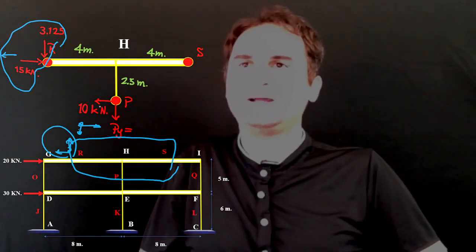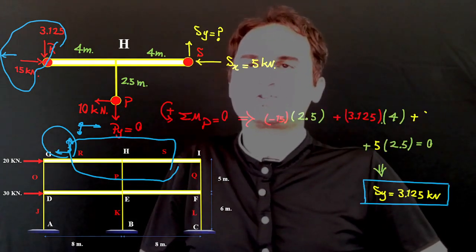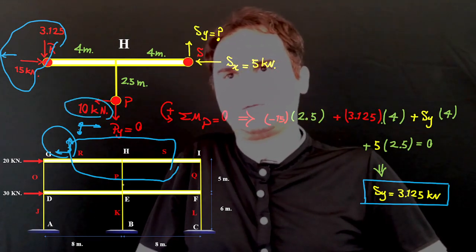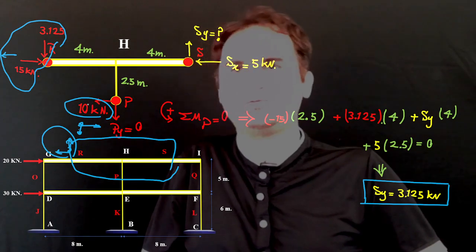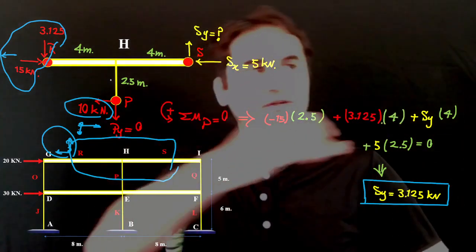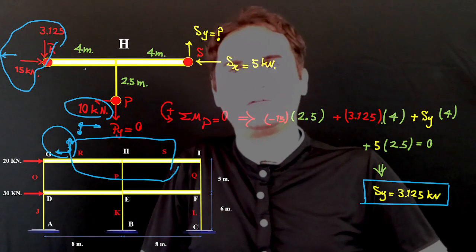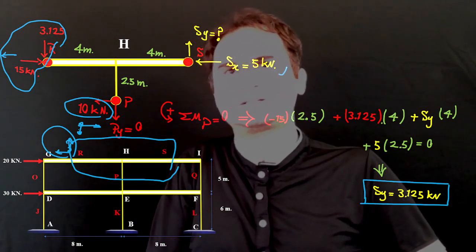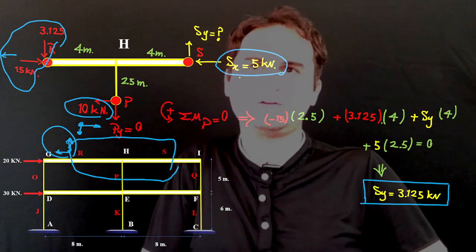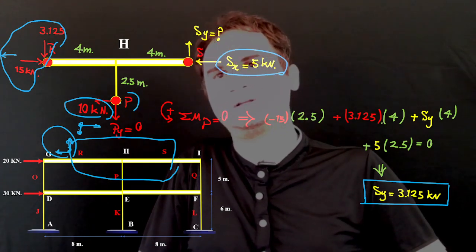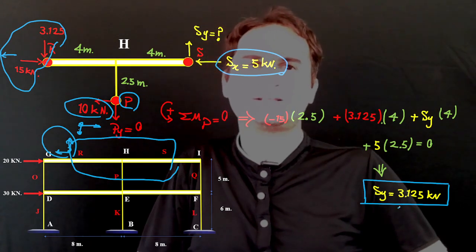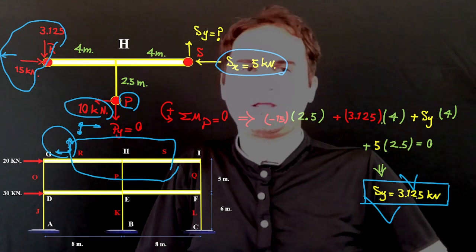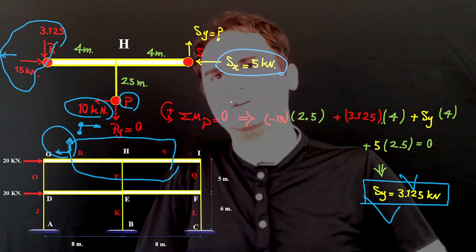As soon as you have that one, this is 10 based off what we calculated here, 2 times 5 kilonewton from the distribution of horizontal forces, shear forces. So if this is 15, this is 10, it simply gives us Sx is equal to 5 kilonewton, and summation of moment about point P gives us Sy is equal to, again, the numeric value of 3.125 kilonewtons.